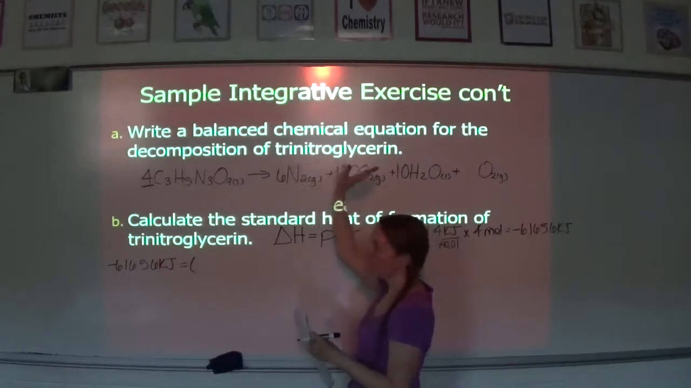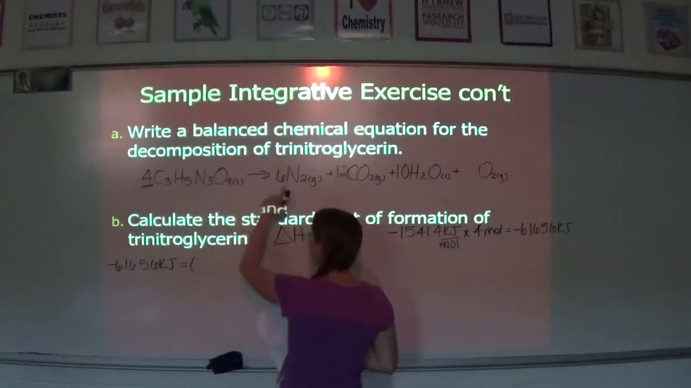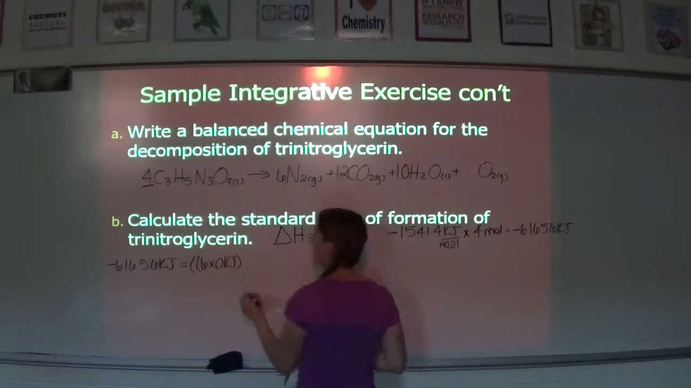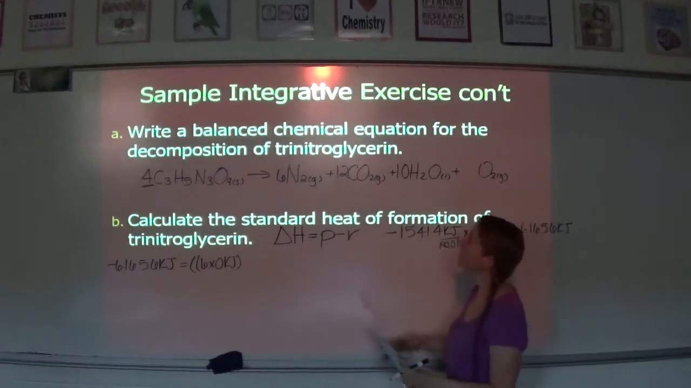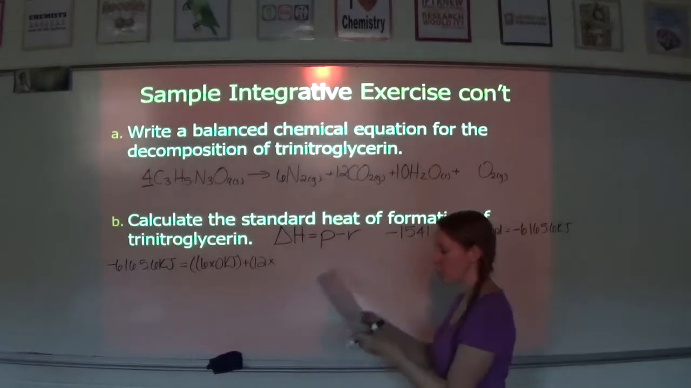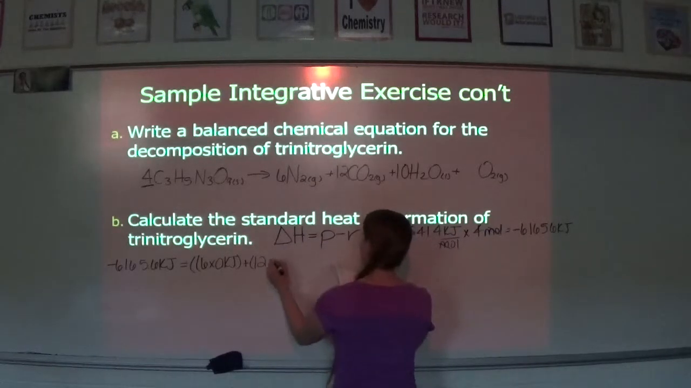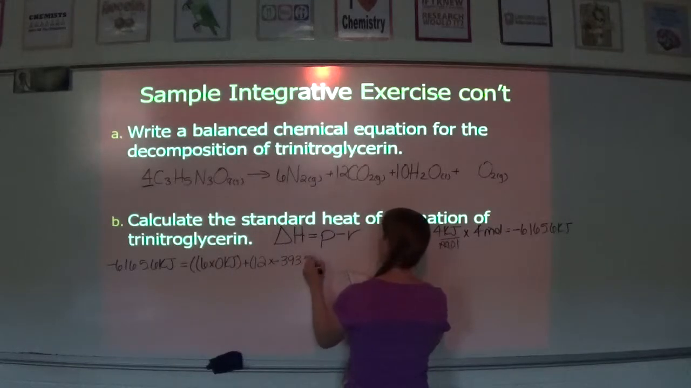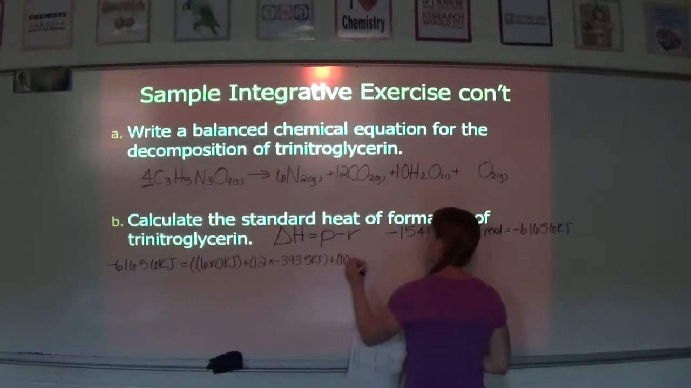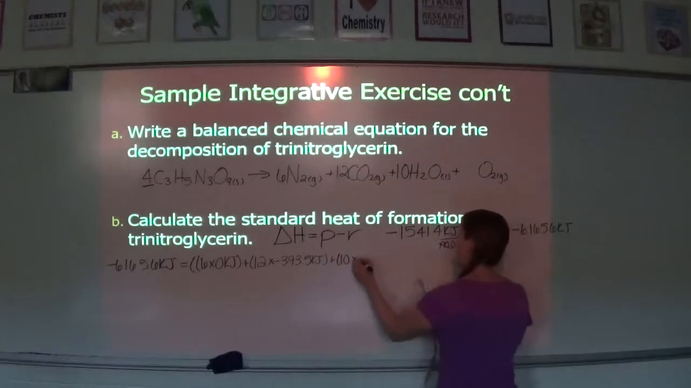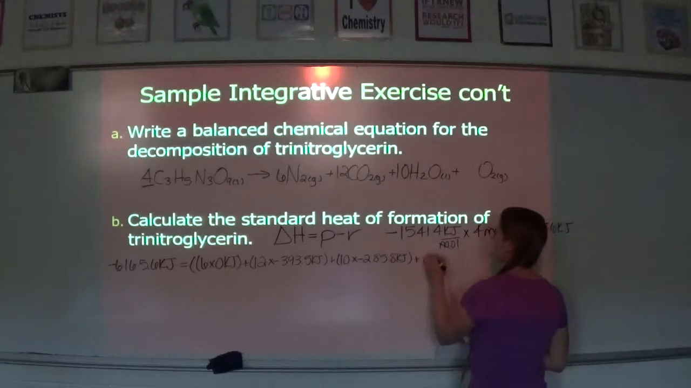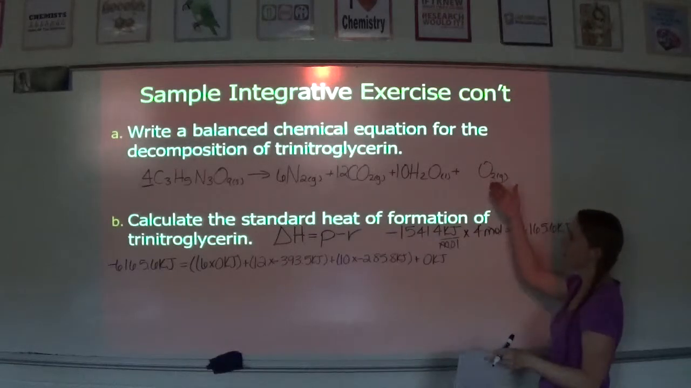So, oh my gosh, there's a lot of products here. So we have 6 times nitrogen gas, but nitrogen gas is a natural element, so it's 0. All right, we have 12 carbon dioxide gas. So I'm going to do 12 times, and then I'm going to look up carbon dioxide gas, which is negative 393.5 kilojoules. All right, we also have 10 liquid waters. So I'll do 10 times liquid water, which is negative 285.8 kilojoules. And then I have O2, which of course is 0 kilojoules because it's in its natural state.